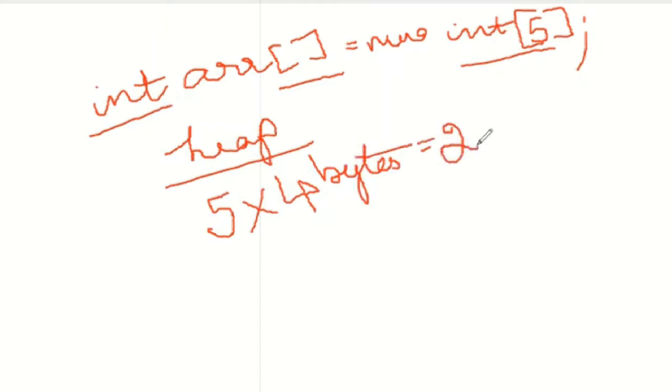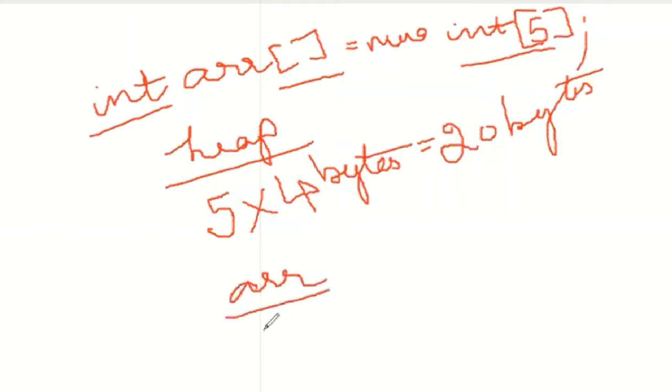So 20 bytes of memory is allocated on the heap. Then it is referenced by a reference variable, which is arr. So this arr will be stored on the stack. So this is how you need to declare an array.